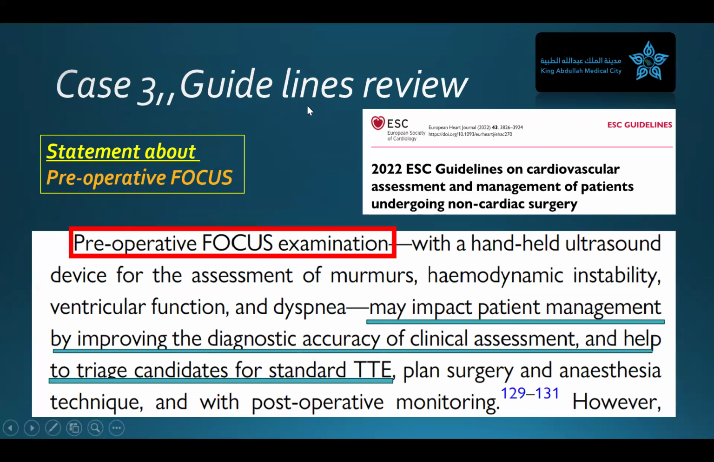Back to the guideline, the same guidelines review. You can state that focused echo can also impact the plan of surgery and the anesthesia technique with post-operative monitoring.